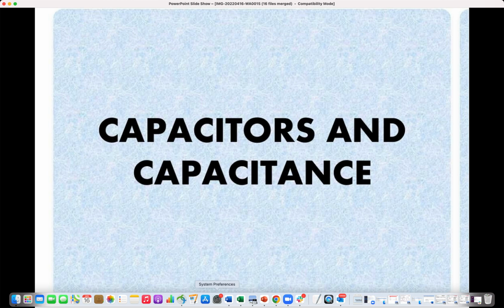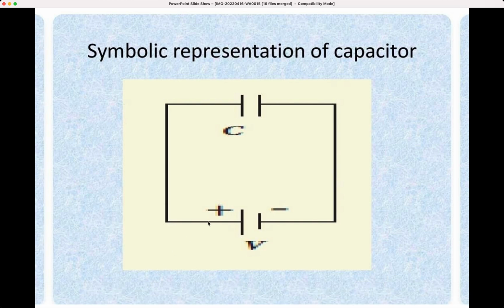So a capacitor is actually a two-terminal electrical device which has the capacity to store energy as electric charge. This device can store energy in the form of electric charge. For that, it has two conductors which are separated by a distance, and the space between the conductors can be filled with vacuum or any insulating material known as dielectric. And the ability of a capacitor to store charge is called the capacitance.